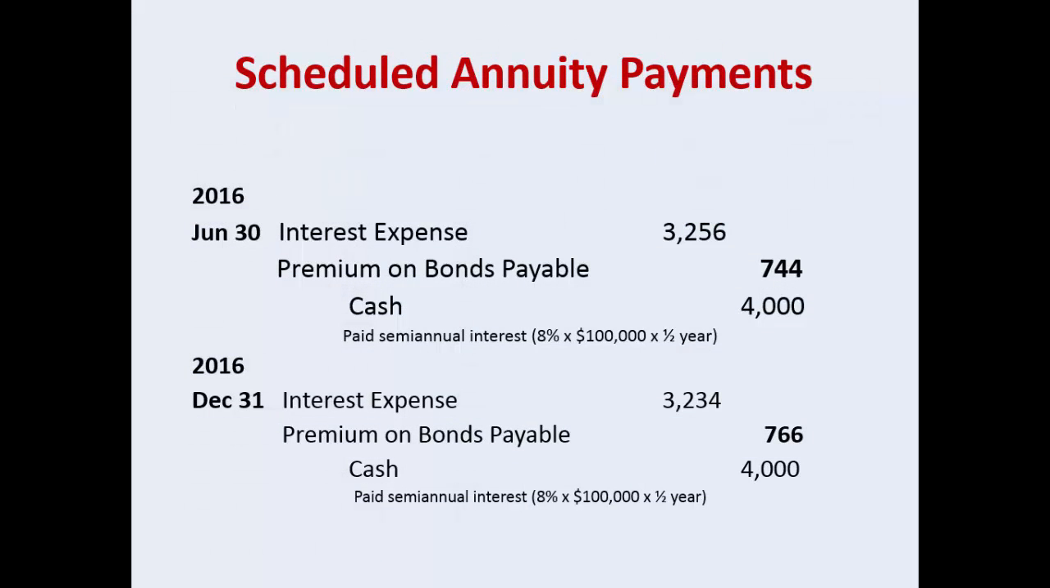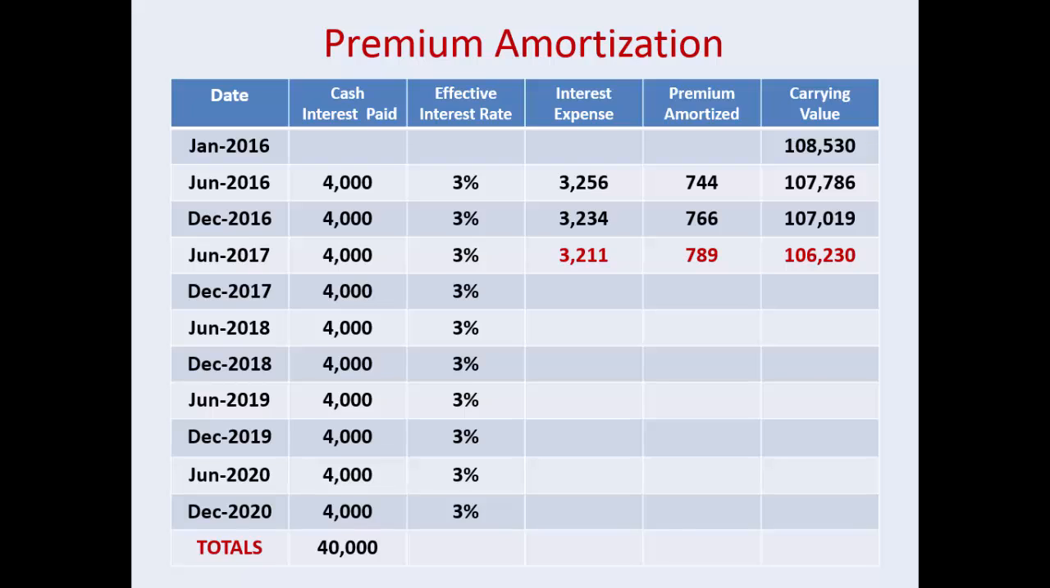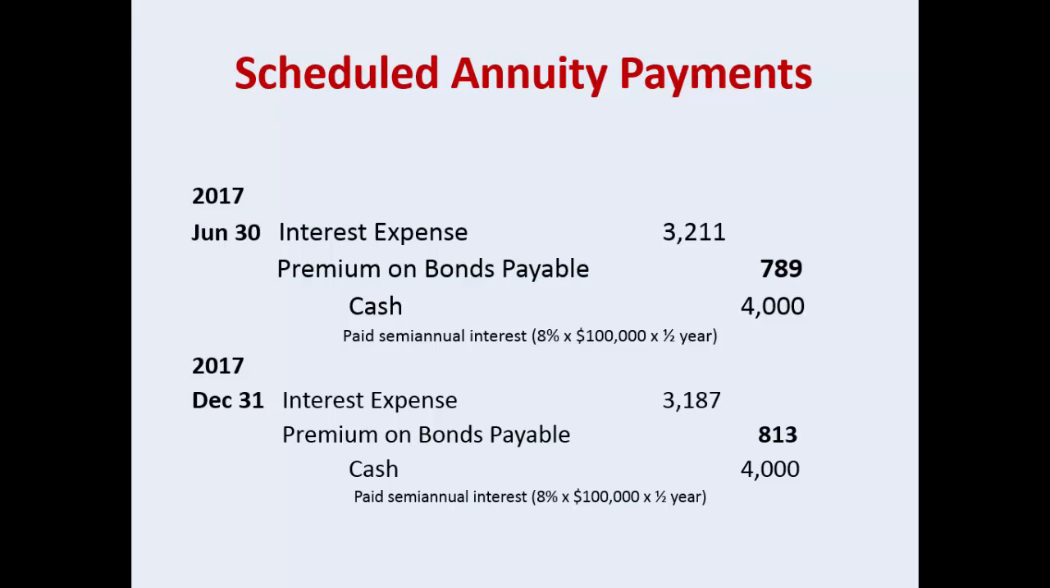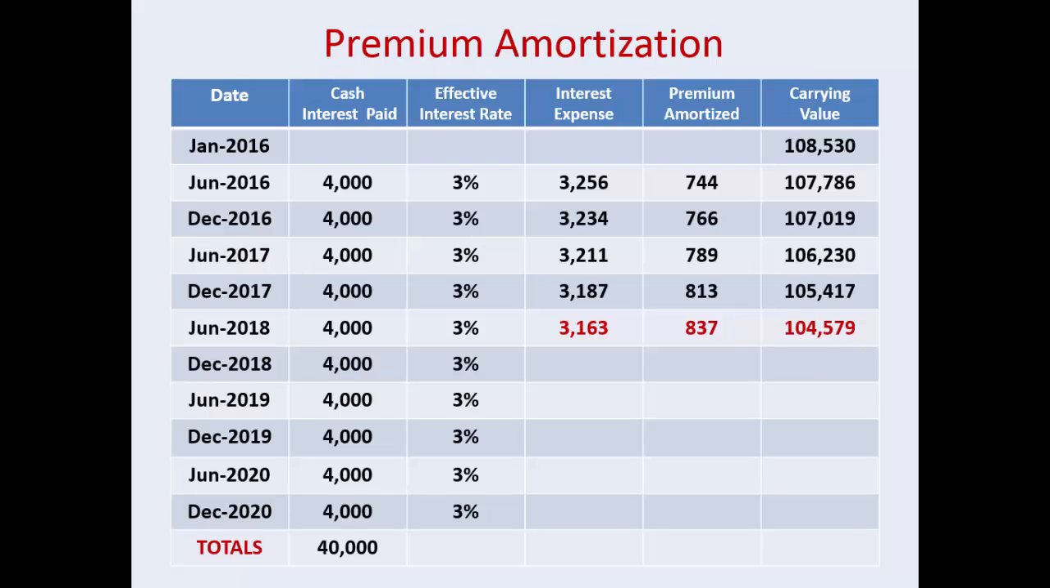Part of that is the premium and part is the expense to equal the cash payment. Notice it keeps going down. And this is different than straight line because straight line is an identical journal entry. The effective interest method, it will change. Carrying value, $104,579 times 3% equals an interest expense of $3,137.